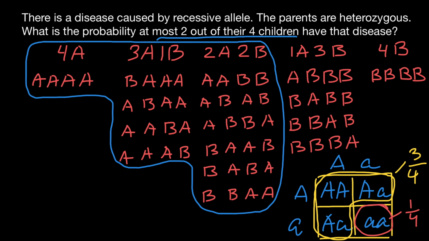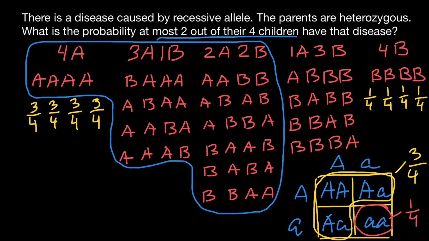Take a look. For example, the probability to have a first child who is going to be healthy is 3 out of 4. The probability that the second child is also going to be healthy is also 3/4. The same probability for the third child and the same probability for the fourth child. And for example, here, the probability to have 4 children who are going to be affected with this genetic disorder is going to be 1/4 for the first child, 1/4 for the second, 1/4 for the third, and 1/4 for the fourth child.